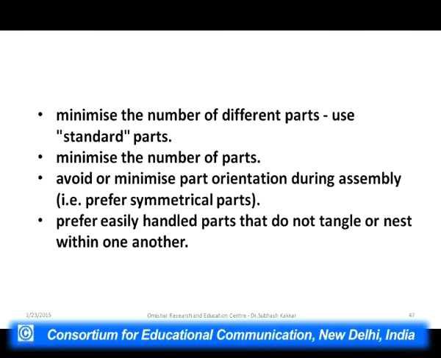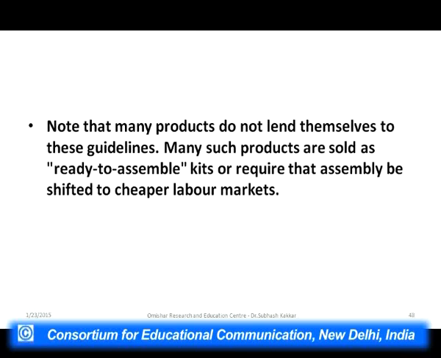Minimize the number of different parts, use standard parts. Minimize the number of parts, avoid or minimize part orientation. So, parts and the components should be such that their orientation does not have any importance in assembling work. So, avoid or minimize part orientation during assembly, that is, prefer symmetrical parts. Prefer easily handled parts that do not tangle or nest within one another. So, that should be the criteria while designing the product for assembly.